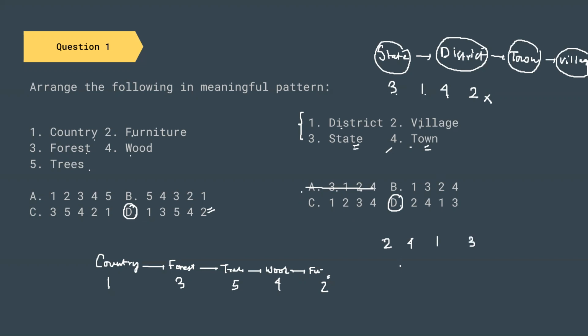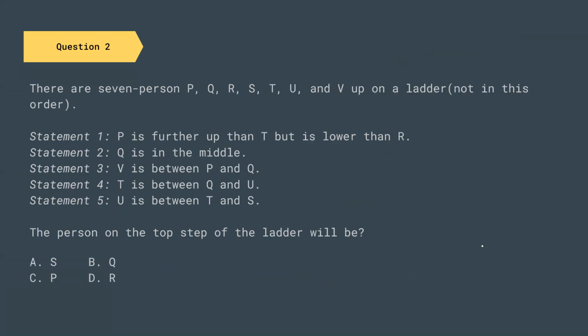So we can imagine the pattern like this, that village is the smallest thing. Then a town is bigger than a village. A district is bigger than a town, and a state is bigger than a district. So the meaningful sequence will be 2, 4, 1, and 3. So this is our correct answer. So once we are done with this, let us go to the next question.